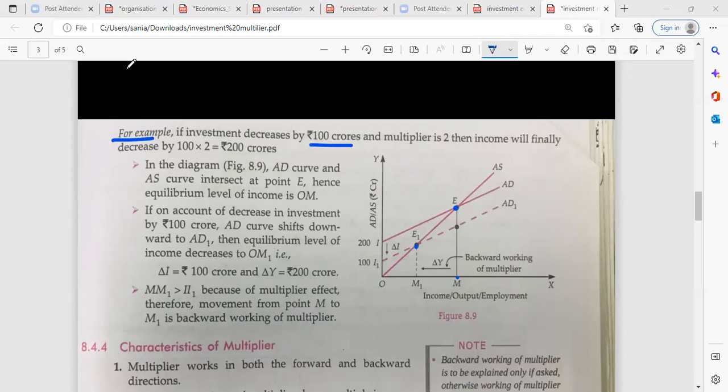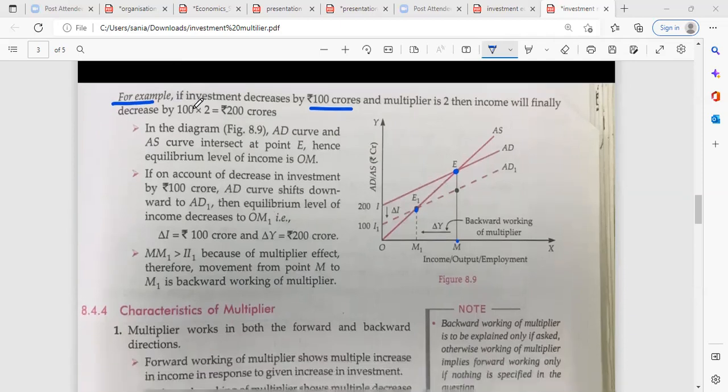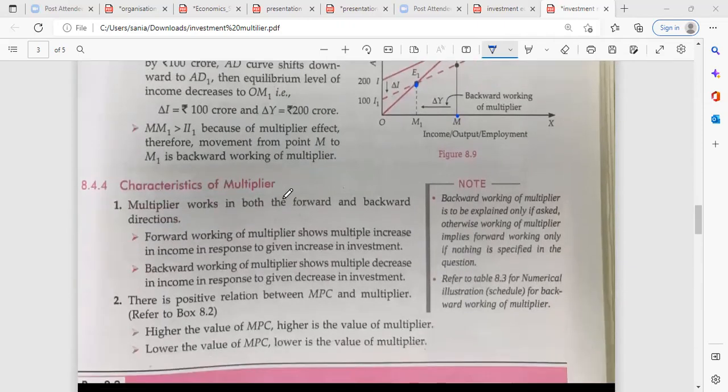Others, Pranav and Janab, done? Yes, ma'am. Okay. So now we will do the characteristics of multiplier. Okay, we are discussing the multiplier. So of course, the multiplier itself has some characteristics, right? So what are the characteristics of multiplier?